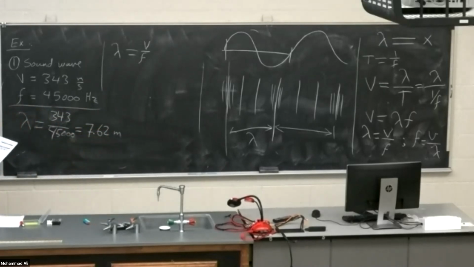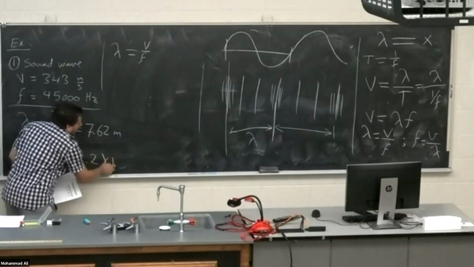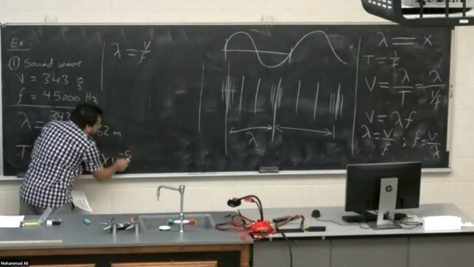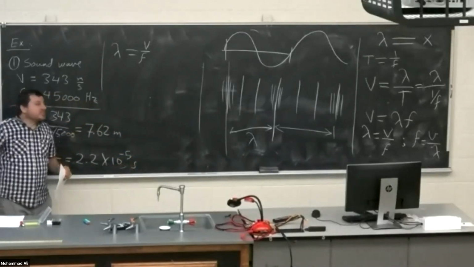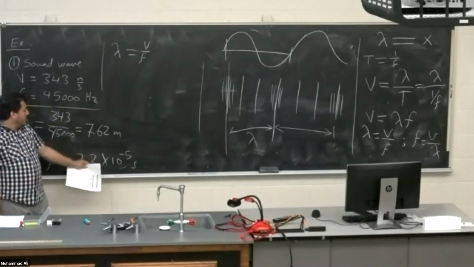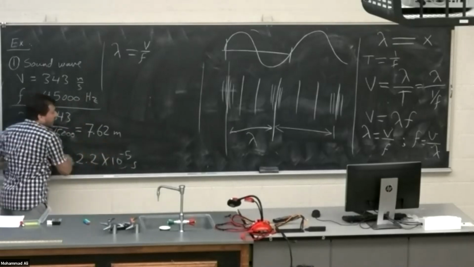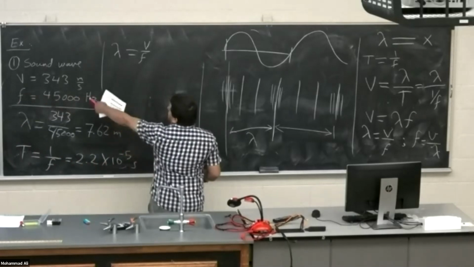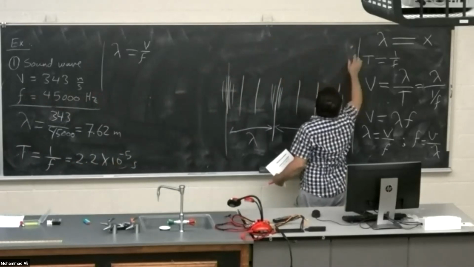Okay, what else? What is the period? The time period is 1 over the frequency, which is 1 over this, which is equal to 2.2 multiplied by 10 to negative 5 seconds. So the wave needs 2.2 multiplied by 10 to minus 5 seconds to move this distance of 7 meters. It's very fast. Not very fast, 343 meters per second. What about the light?